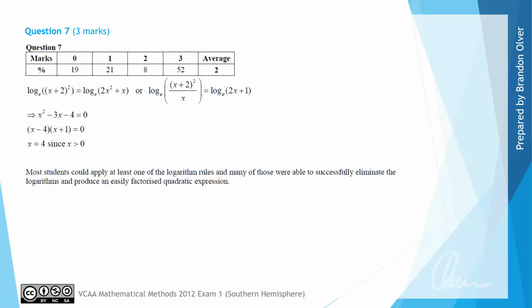From the examiner's report we can see that most students could apply at least one of the logarithm rules, and many of those were able to successfully eliminate the logarithms and produce an easily factorisable quadratic expression that then led to the answer that was x equals 4. In total, 52% of students got to that stage of the question, so it was reasonably well answered.